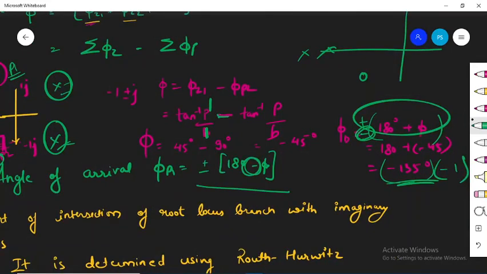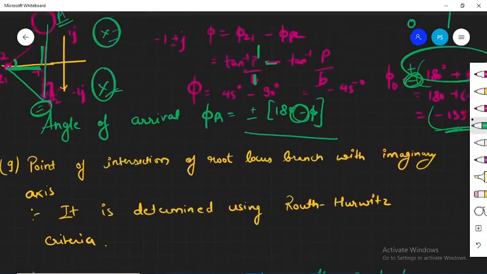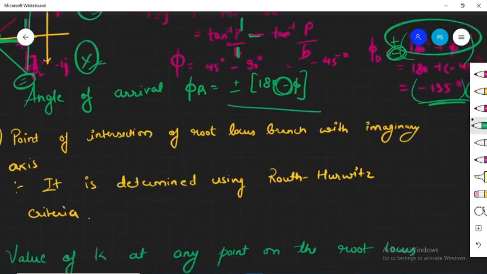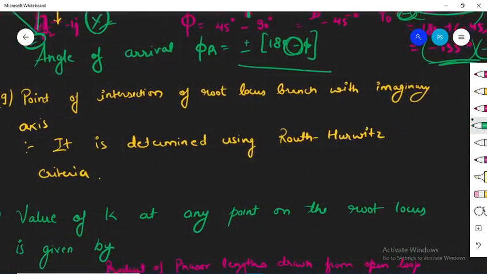Here is the difference. Angle of departure, it is plus minus 180 degree plus phi, and for angle of arrival it is minus phi. The other process is same. So in that case again you have to repeat the process of finding phi. The only difference will come where you find that the angle of arrival is 180 degree minus phi. So this is the rule number 8, that is to determine the angle of arrival and angle of departure.